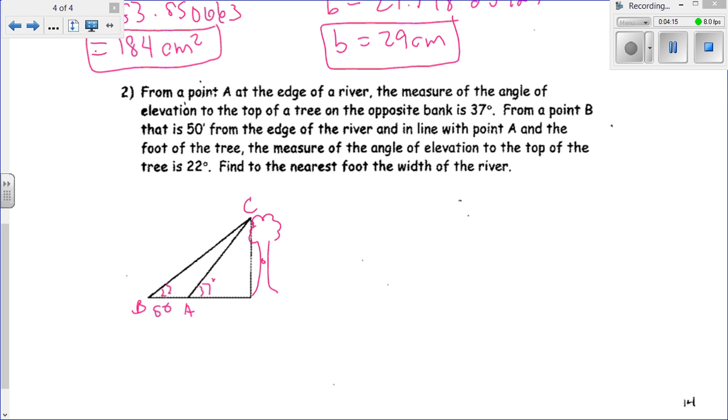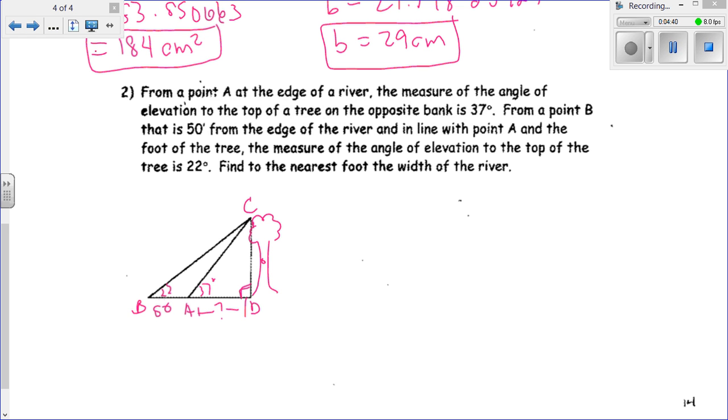Top of the tree is C. Bottom of the tree is D. This is a right angle. I think it might be marked in your paper, but maybe it's not. It's supposed to be marked as a right angle. And we need to find the width of the river. Well, I don't really have enough information as I see it right now, so I'm going to go in and fill in all the missing angles that I can.